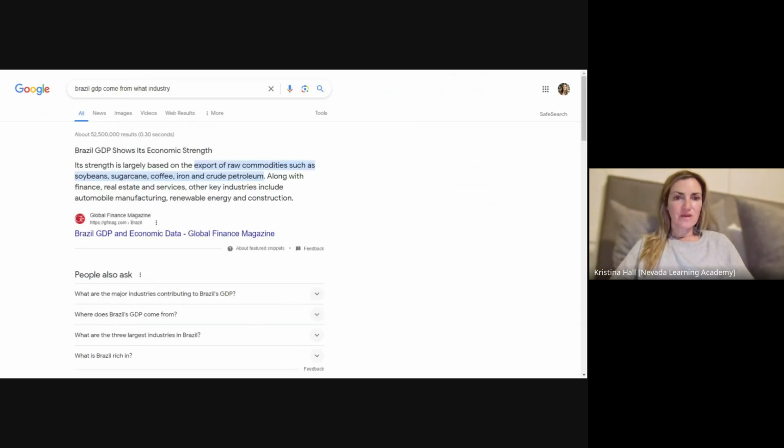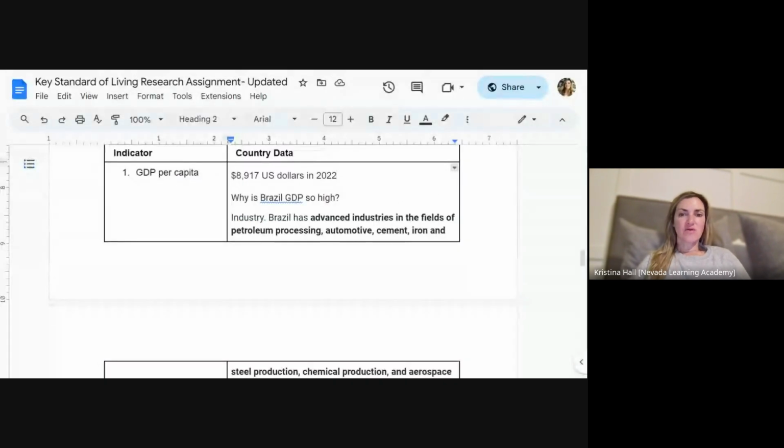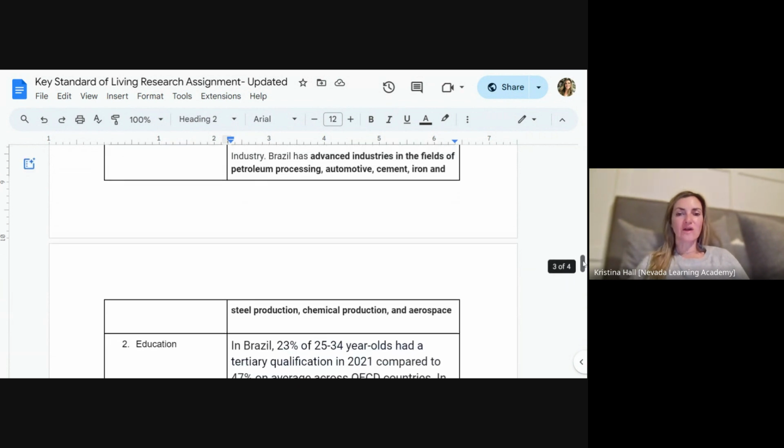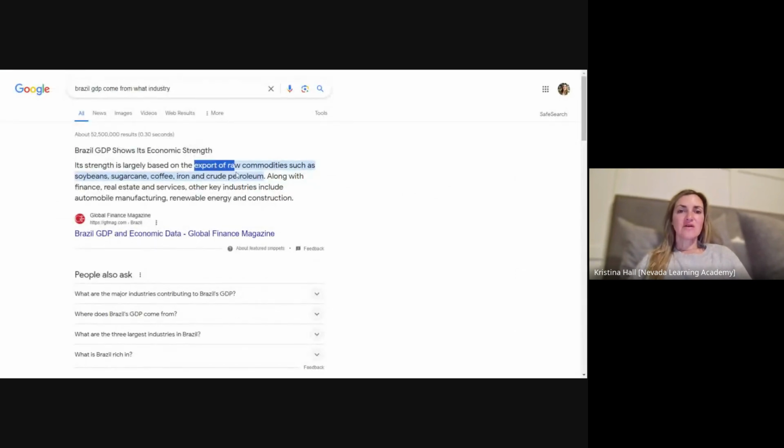Okay, so Brazil's GDP strength is largely based on exports of raw commodities such as soybeans, sugarcane, coffee, iron, and crude petroleum. So I took that and I put it right here: petroleum, automotive, cement, iron, steel, chemical, aerospace. I found this off a different site, but you could literally just pull it right there and copy and paste that if you wanted.